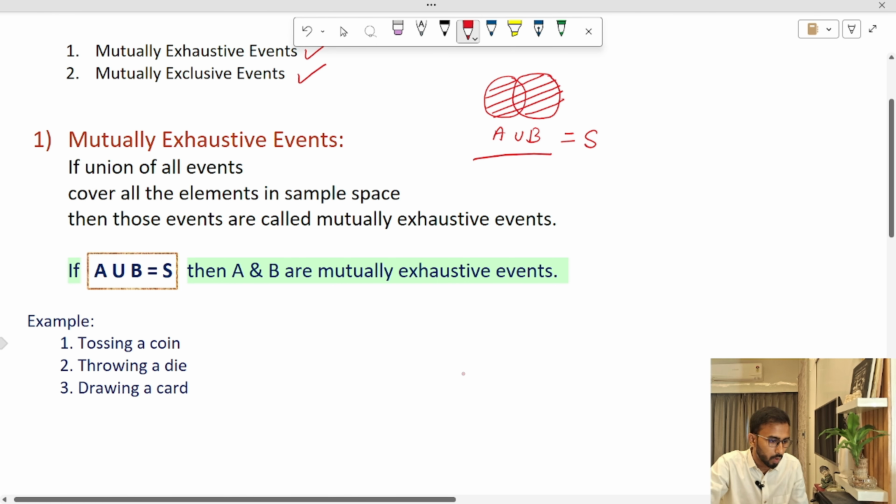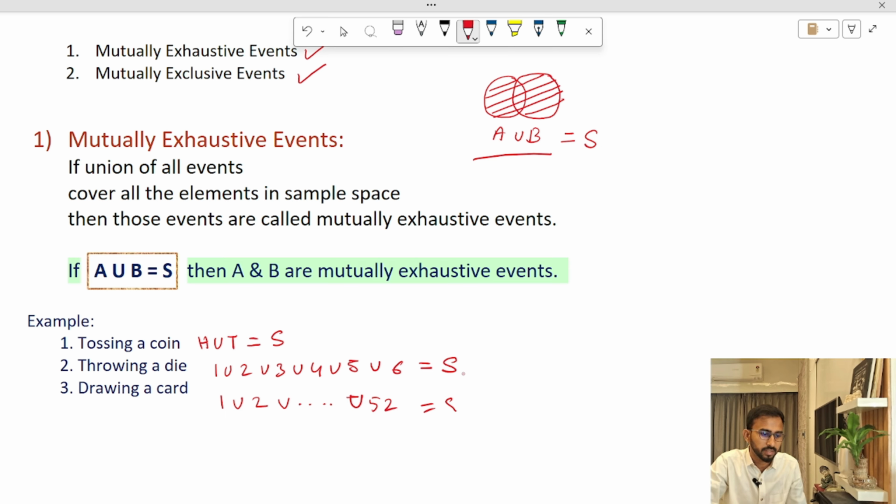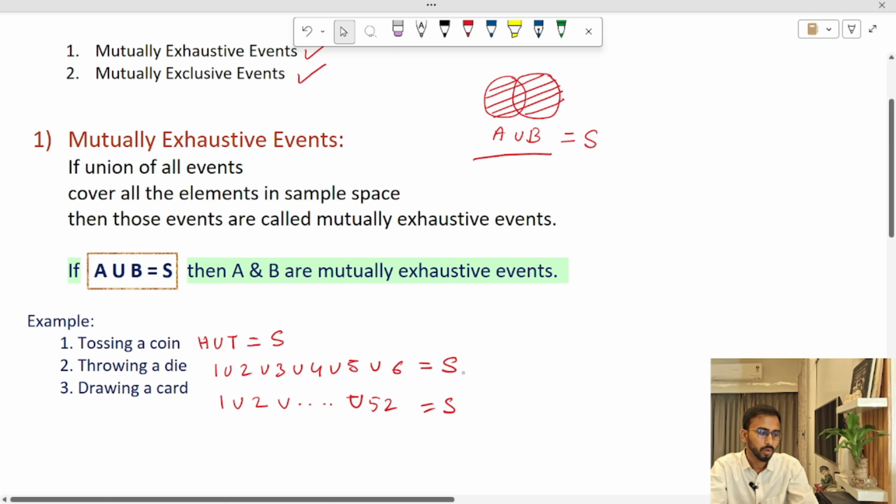So tossing a coin, throwing a die or drawing a card, those are all examples of mutually exhaustive events, because the union of all their events represents the sample space. Head union tail represents the entire sample space. Here 1 union 2 union 3 union 4 union 5 union 6 represents the entire sample space. And also here 1 union 2 union up to 52 represents the entire sample space. So if the union of all events represents the entire sample space, then they are called mutually exhaustive events.